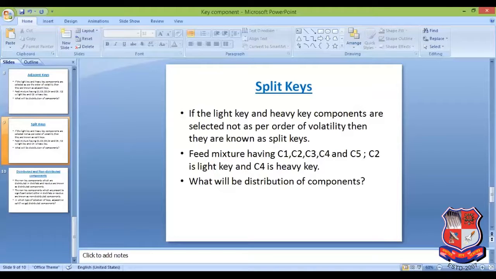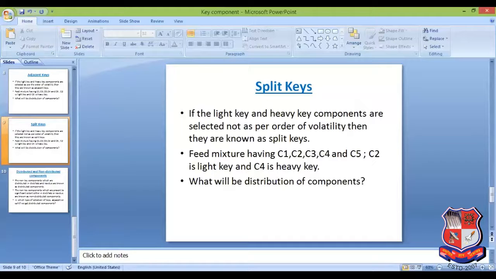So now once again, if I have to find out which component will be there in distillate in significant amount, then I will go for heavy key. So the components which are heavier than heavy key should be absent in distillate. So over here only C5 is heavier than heavy key. So C1, C2, C3, C4 will be there in distillate.